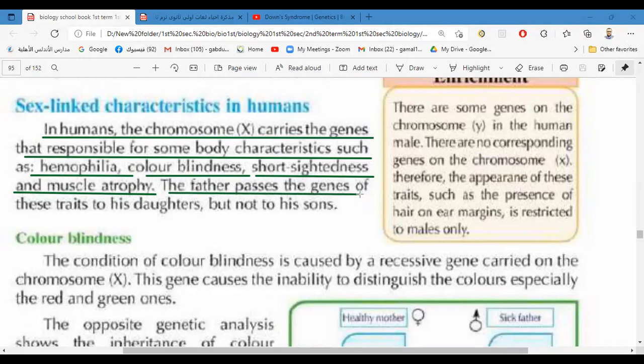The father passes the gene of this trait to his daughters, as it is carried on X, not on Y. He doesn't pass it to the boys, to his male kids. He passes the gene only to the daughters, because the gene is carried on the X chromosome only, not on the Y chromosome.